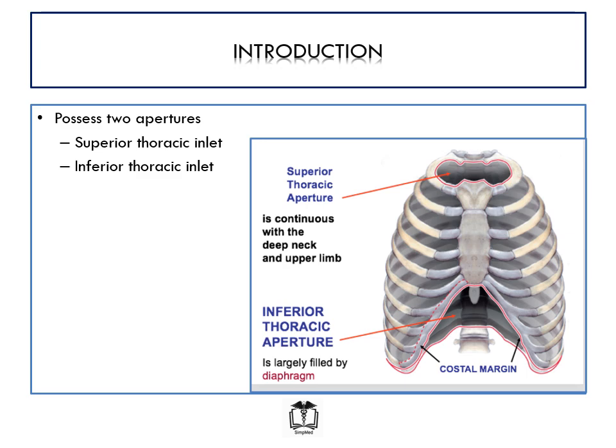The thoracic cage also has two major openings, one connected to the neck superiorly, and the other connected to the abdomen inferiorly. So we have the superior thoracic inlet, or superior thoracic aperture, which is connected to the neck and contains structures found in the neck region that extend down towards the thoracic cavity. And then we have the inferior thoracic inlet, or inferior thoracic aperture, which is connected to the abdomen, however separated from the abdomen by a large muscular structure known as the diaphragm. We'll talk about that very soon.